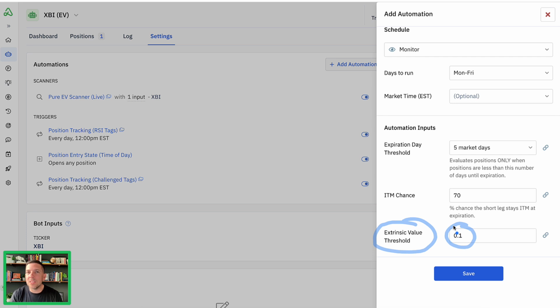It means that there's not any time or volatility value left in that contract, which means it's the highest likelihood that you're going to get somebody to assign that contract early. Doesn't mean it's going to happen 100%. Just means you're at the highest likelihood that it happens.